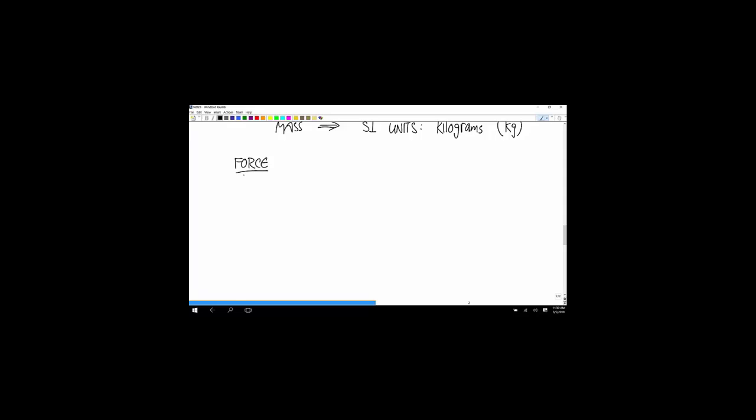And this is a bigger topic. This is going to take more time. Mass was a scalar. It's just a positive number. Force is a vector. So it's a vector quantity. It measures the intensity of push or pull on an object.